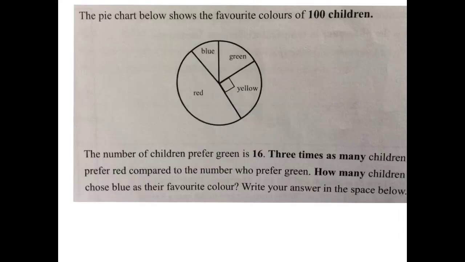The pie chart below shows the favourite colours of 100 children. The number of children who prefer green is 16. And I'm going to put that in straight away. So 16 children prefer green. 3 times as many children prefer red compared to the number who prefer green. So we can work out how many children like red, because it is 16 times 3. 3 6's are 18, 8, 1 over. 3 1's are 3, plus the 1 is 4, so 48 children like red.